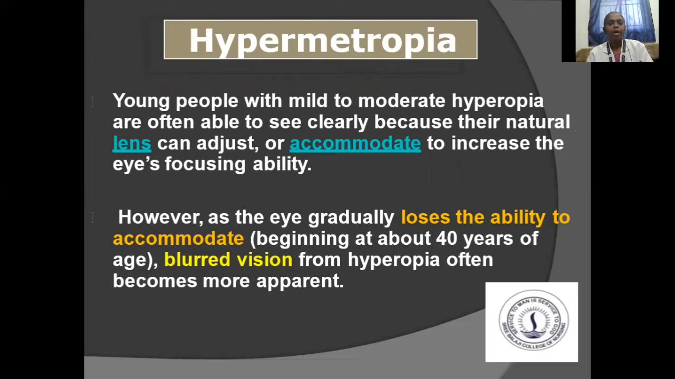Blurred vision from hyperopia often becomes more apparent. So until 40, they are able to manage. After that, they gradually have problems with accommodating.